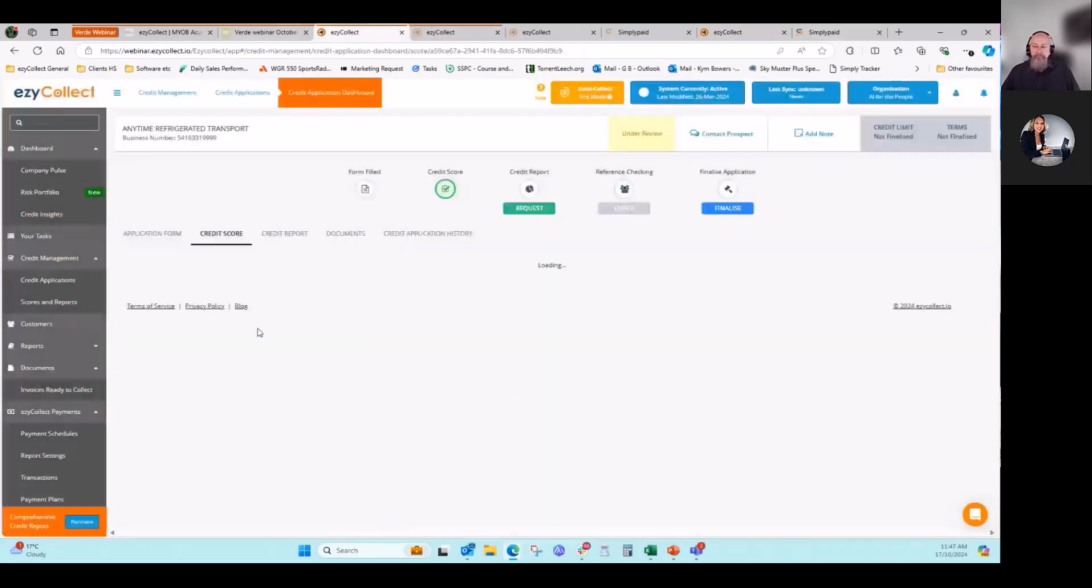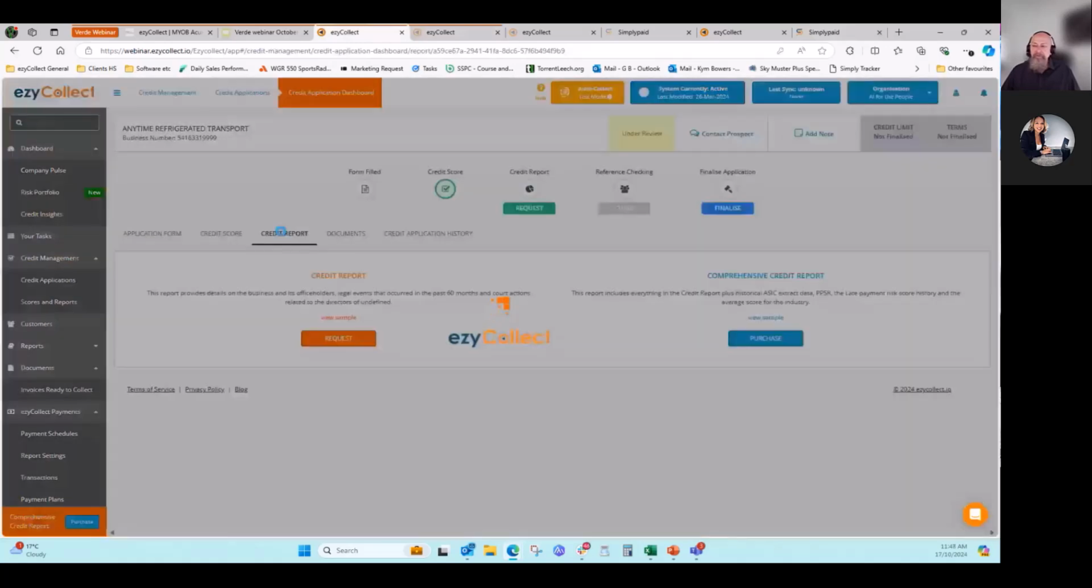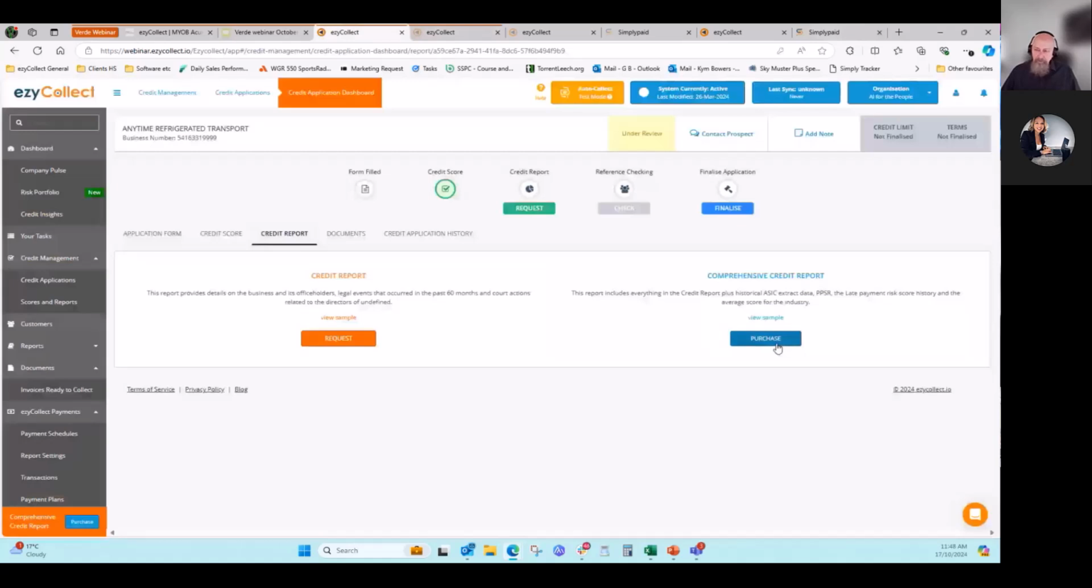So you get this one back, and then you'll get a credit score on them, and it says late payment risk on this customer is moderate, but the failure risk score is high. So you go, well, should I be giving them credit or not? You get a credit report which gives you office holders and legal events that have occurred in the last 5 years. If they want a big credit limit and you're still not sure, you can purchase a comprehensive credit report.